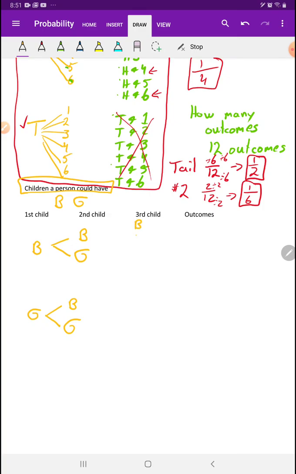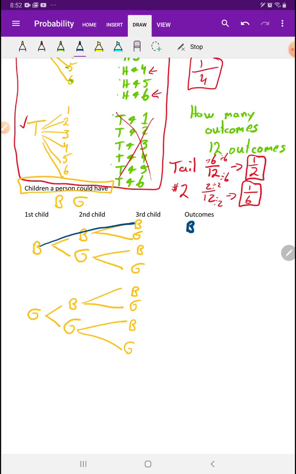Now the third child, again, could be a boy or a girl. But now I have to write it 4 times because the third child doesn't depend on the second child or the first child. It's just its own thing. So I have to keep going, okay? So now we can actually trace a path. So for example, if we trace this path right here, we've got the outcome boy, boy, boy. But if we trace this path, we have the outcome boy, boy, girl. Then we've got boy, girl, boy, or boy, girl, girl. See that?